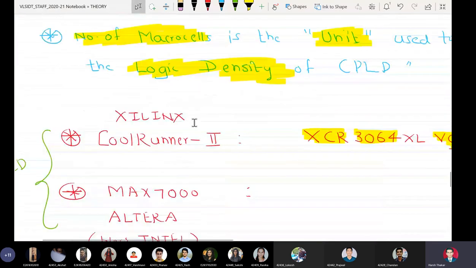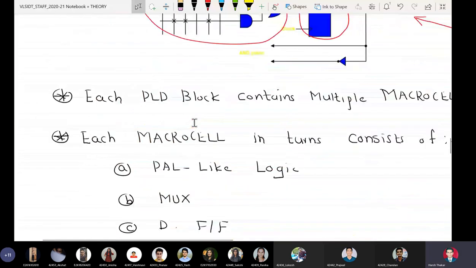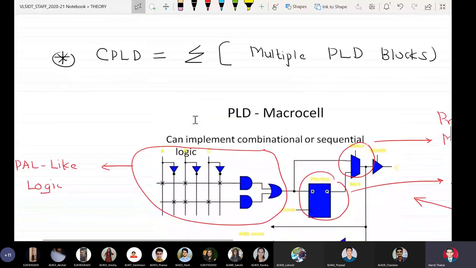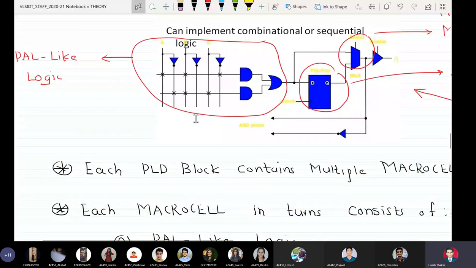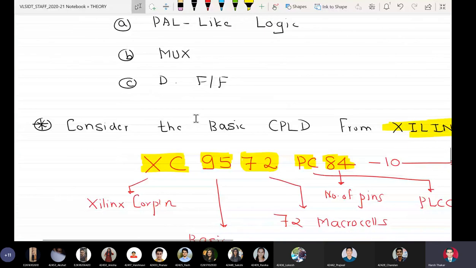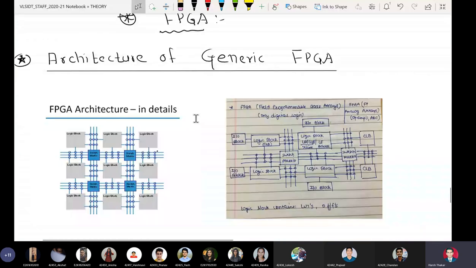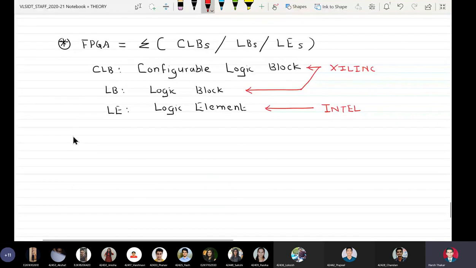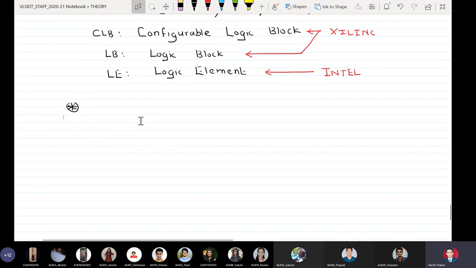Now, just like we made an equation here that CPLD is made up of multiple PLD blocks, each PLD block contains multiple macro cells, and each macro cell contains PAL-like logic, MUX, and D flip-flop, similarly we can write something for an FPGA here. So FPGA is a combination of configurable logic blocks. Now we come to this. We are not going to discuss old day FPGAs, but modern day FPGAs. Well, just to mention, in the lab we are using an old fashioned FPGA.